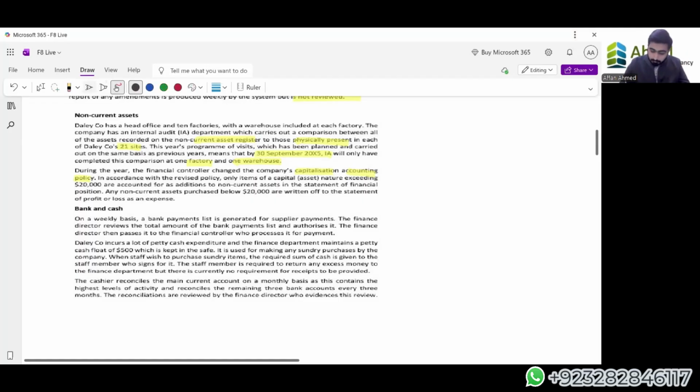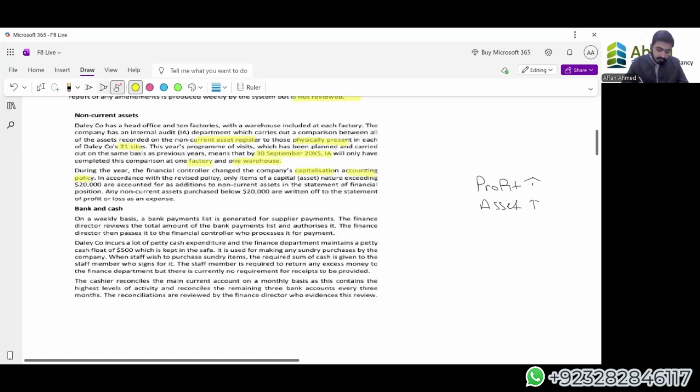So here our profit will increase and our assets value will increase as well. Our expenses will decrease, right? And vice versa can be there as well. If the policy is against capitalization, it will reduce the assets value and reduce the profit as well, right? So we have to be careful in this area.